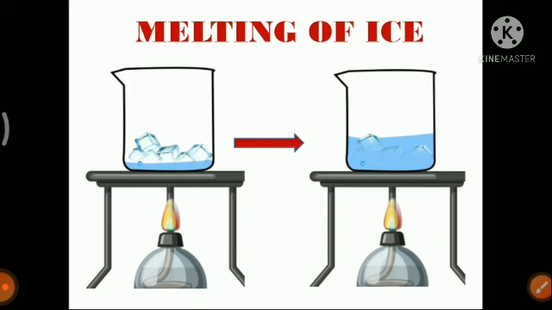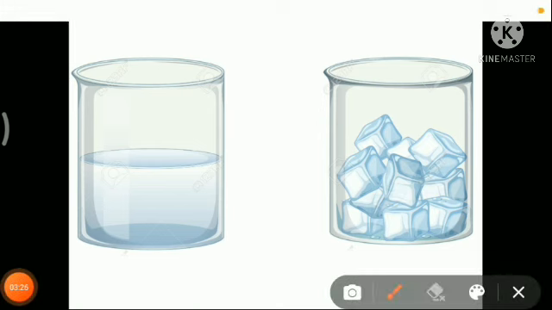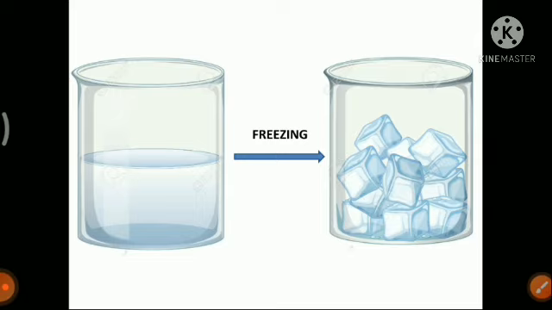So what will happen if we try to reverse it, and how can we reverse this change? Once the ice melted, we got water. Now we are taking that water in this beaker, the water which we got by melting the ice. And now we will freeze it in the refrigerator.